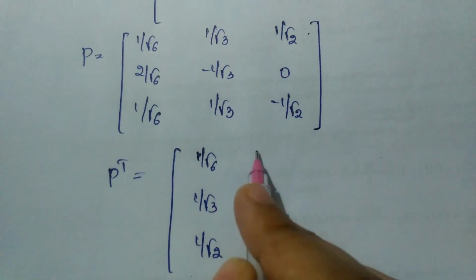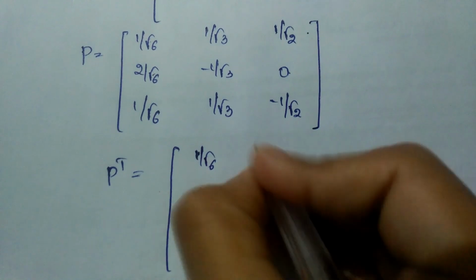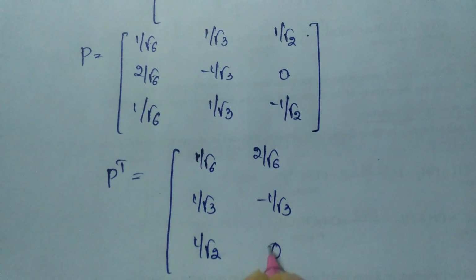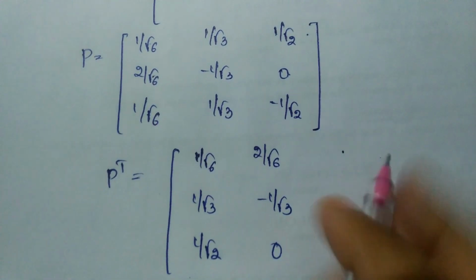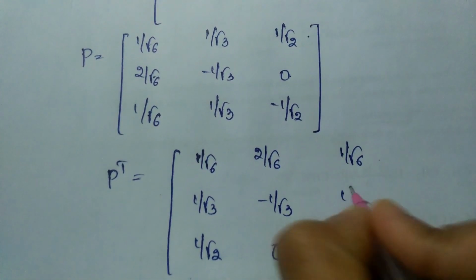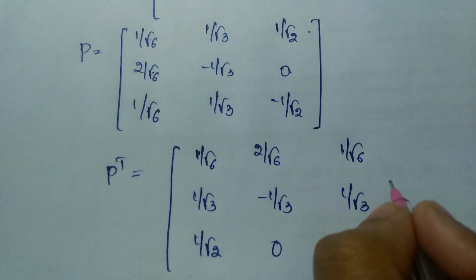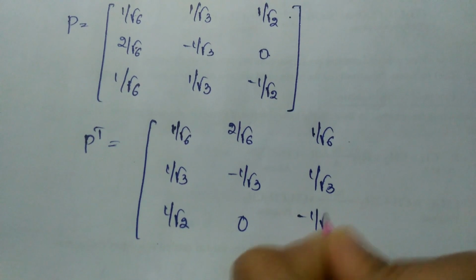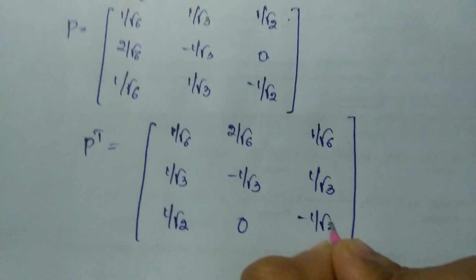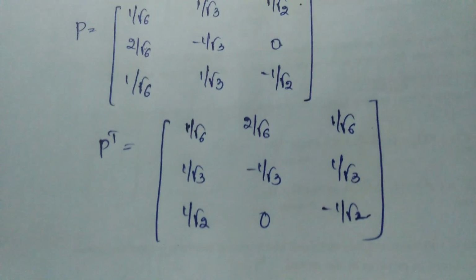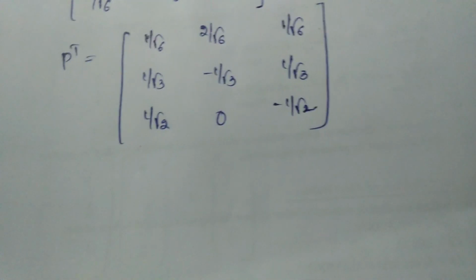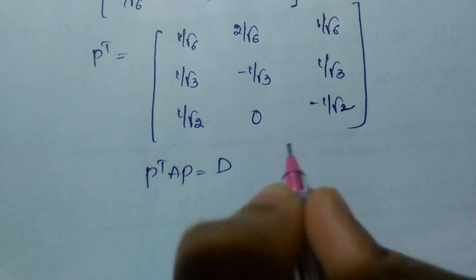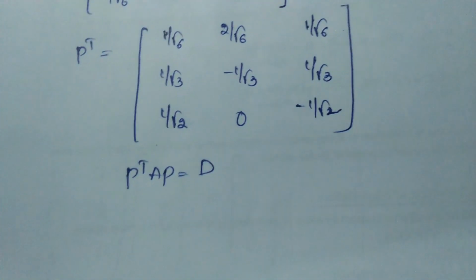Then the second row as the second column, that is 2 by root 6, minus 1 by root 3 and 0. Then the third row as the third column, that is 1 by root 6, 1 by root 3 and minus 1 by root 2. So this is P transpose. We know that P transpose A P equals D. So we have to prove this.